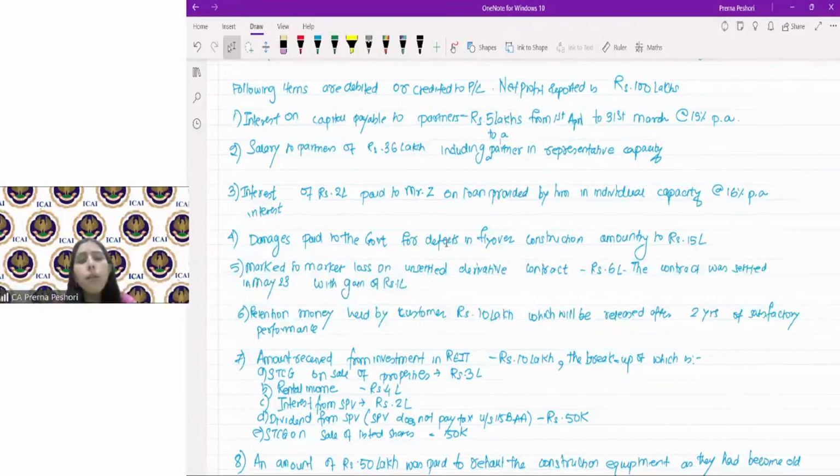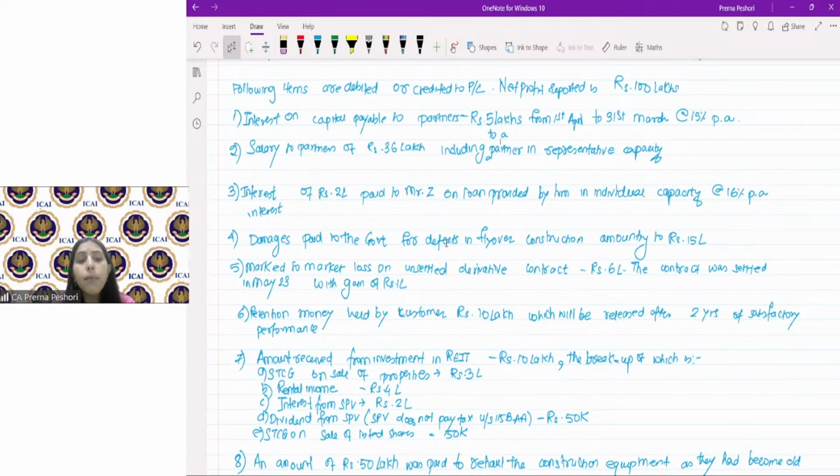Damages paid to the government for defects in flyover construction amounting to 15 lakh. Mark-to-market loss on unsettled derivative contract rupees 6 lakh. The contract was settled in May 23 with a gain of rupees 1 lakh. Retention money held by the customer rupees 10 lakh, which will be released after 2 years of satisfactory performance.